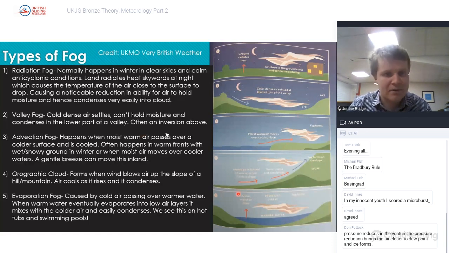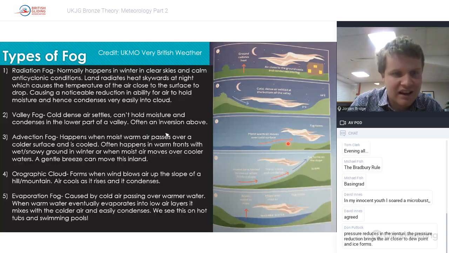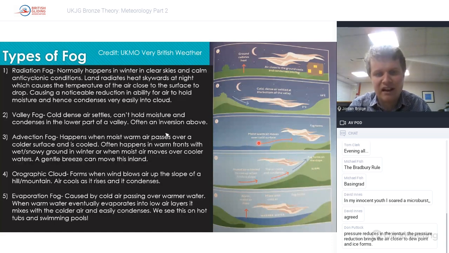Advection fog normally happens when moist warm air passes over a colder surface and is cooled. And as you can see, as that happens, the air again condenses and becomes a cloud. We see this a lot in fronts, and if we get a warm front coming through, it comes off the sea, comes well inland, and we just get that fog.